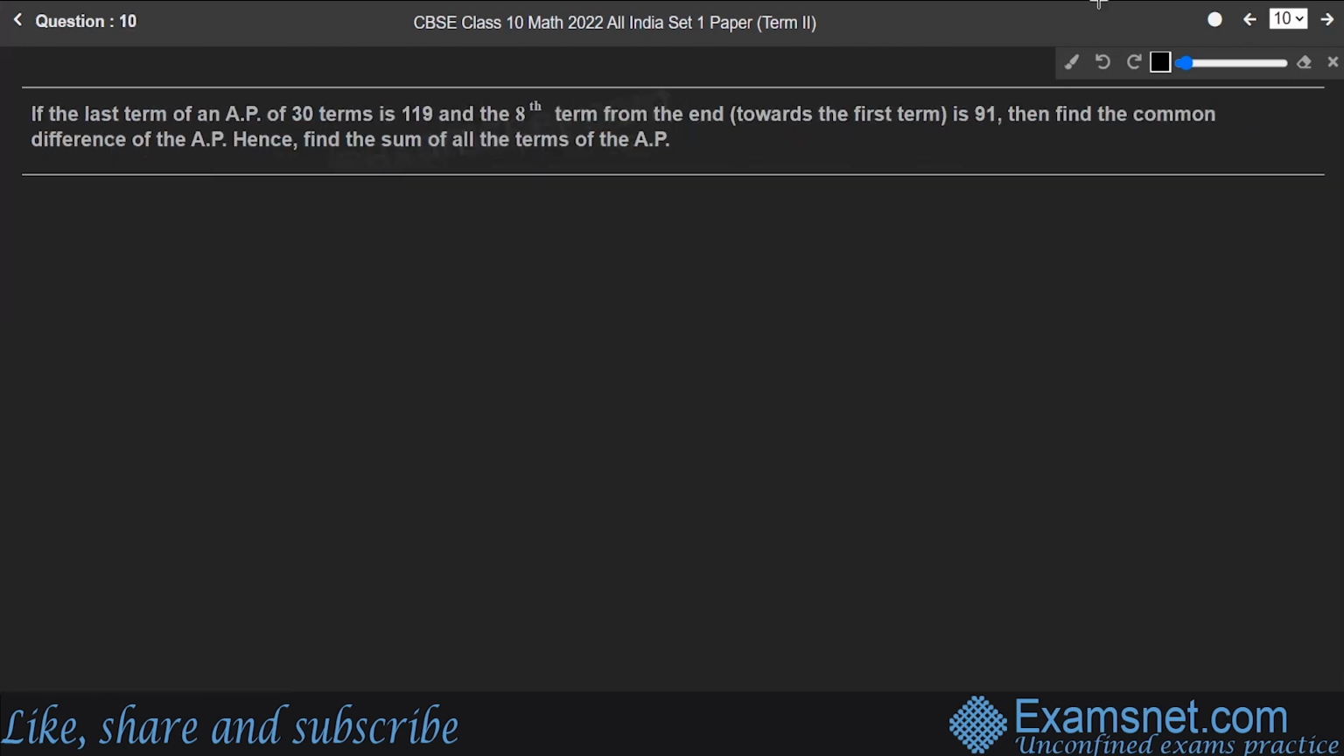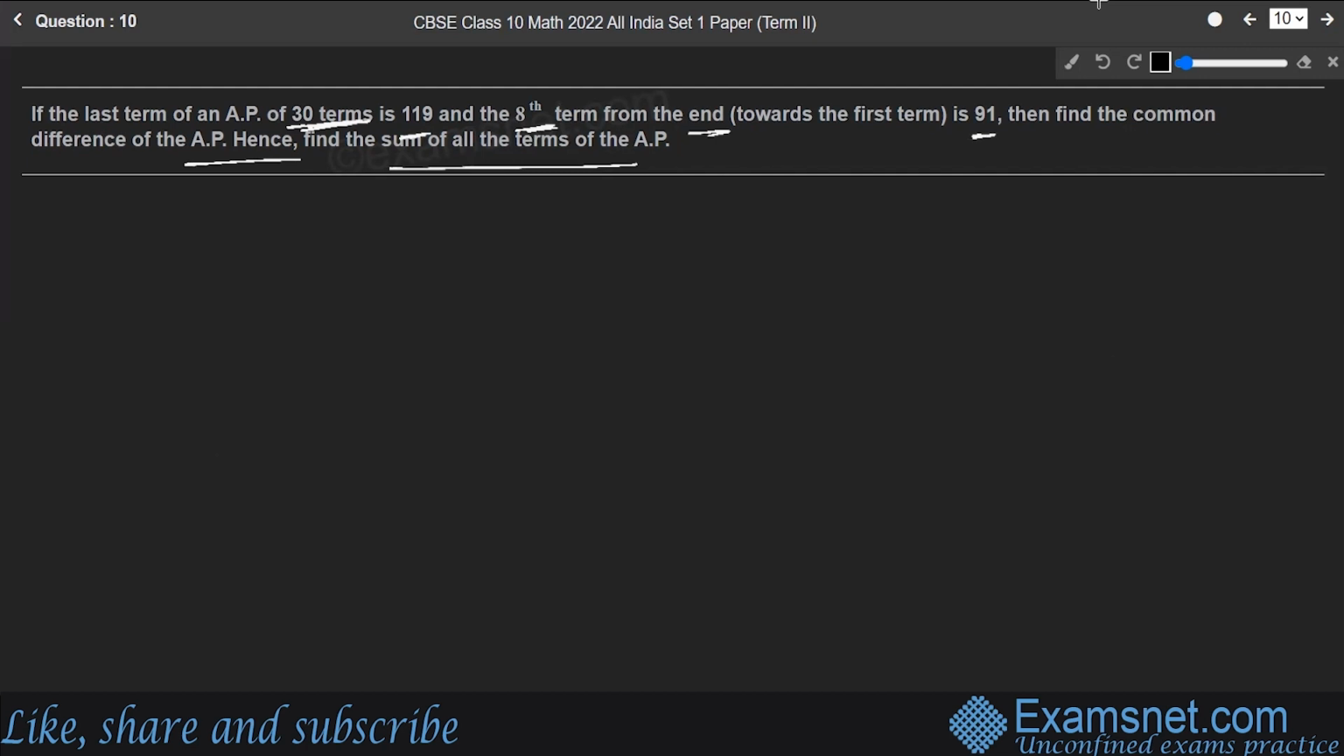Okay, let us have the next one. What is it saying? If the last term of an AP of 30 terms is 119, and the eighth term from the end towards the first term is 91, then find the common difference of the AP, hence find the sum of all terms of the AP.